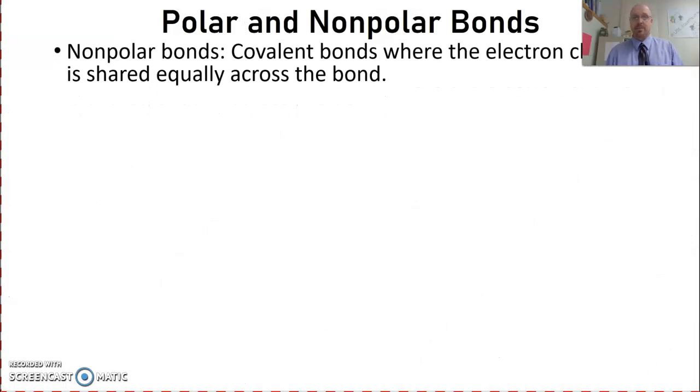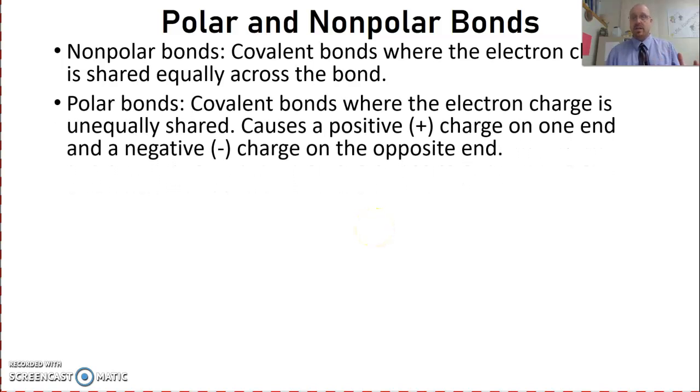Then we have polar and nonpolar bonds. A nonpolar bond is a covalent bond where the electron charge is shared equally across the bond. So think of a pole, like the Earth is polar. We have a North Pole and a South Pole. So there's a positive charge and a negative charge on either end, like a large magnet. But a nonpolar bond doesn't have any charge that's uneven around the surface of the molecule. A polar bond is a covalent bond where the electron charge is unequally shared. This causes a positive end and a negative end. So think of your magnet, okay? A positive and a negative end.